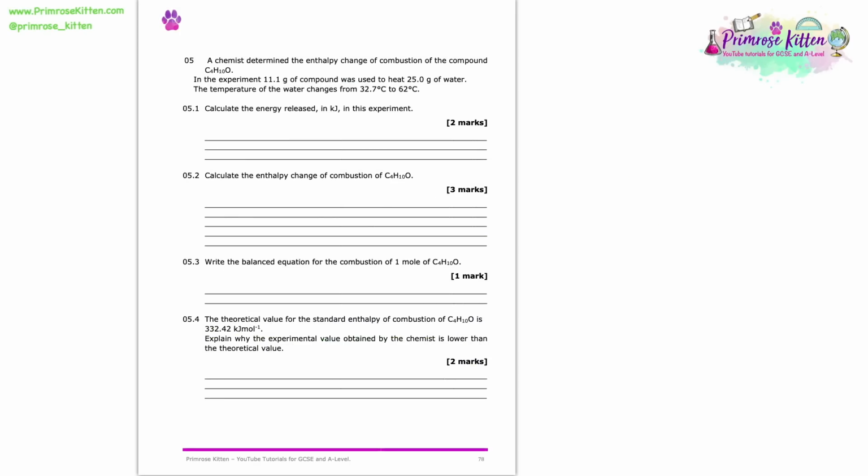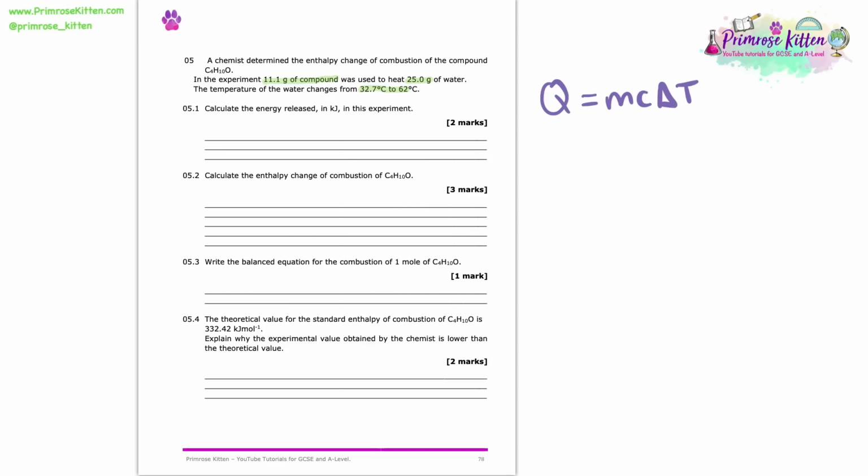A chemist determined the enthalpy change of combustion of the compound C4H10O. We're told that in an experiment, 11.1 grams of that compound was used to heat 25 grams of water. The temperature of the water changes from 32.7 degrees C to 62 degrees C. And we're asked here to calculate the energy released in kilojoules in this experiment.